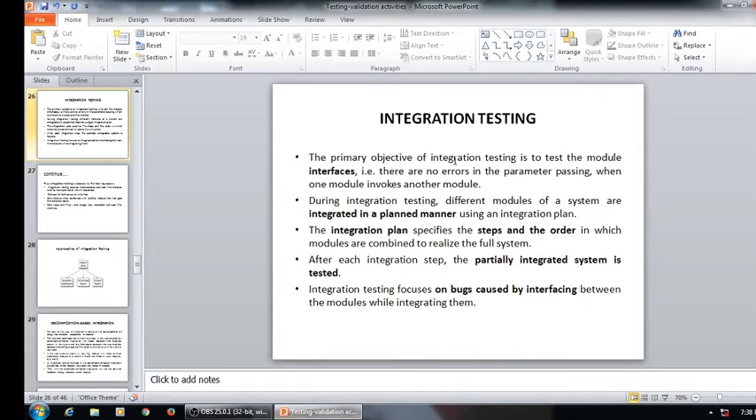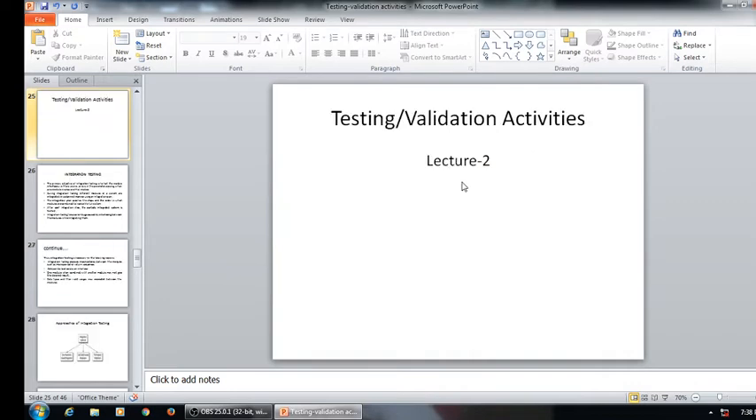So today we will be continuing with the validation activities again. And we did unit testing in the last lecture. Along with the unit testing, we also discussed the unit test environment, which constitutes driver and stub modules.